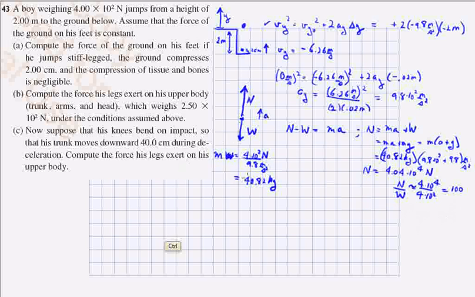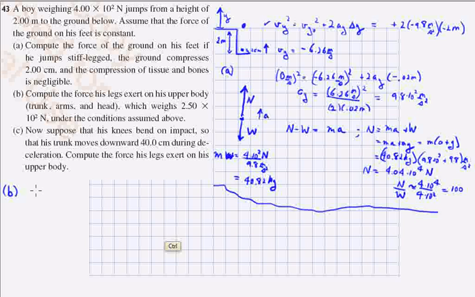Okay, that's A right there. Put A like this. Excuse me. And B now asks to compute the force his legs exert on his upper body, which weigh 2.5 times 10 to the 2 newtons under the conditions it's assumed below. Well, essentially we're just looking at his upper half, not his whole mass.